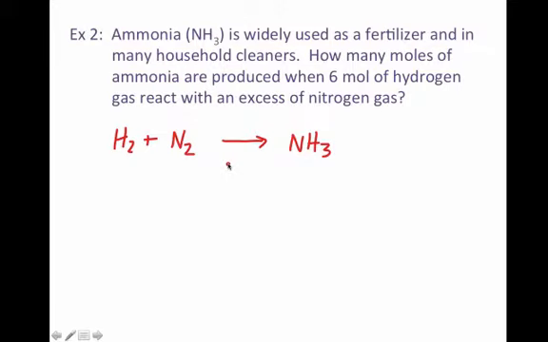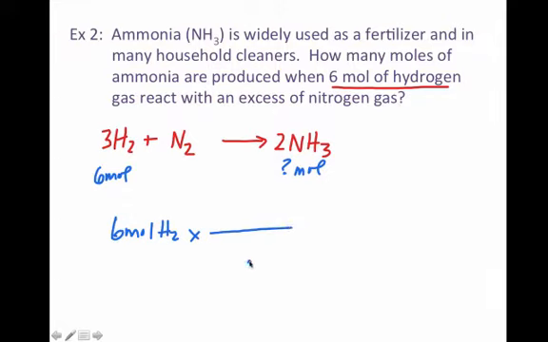So then the next thing we would need to do is balance this equation. I would put a 2 here and a 3 here. That gives me 6 hydrogens on each side and 2 nitrogens. Now I'm ready to start the problem. So I see that I have 6 moles of hydrogen gas, and it says how many moles of ammonia are produced. So what's given is 6 moles of hydrogen gas.